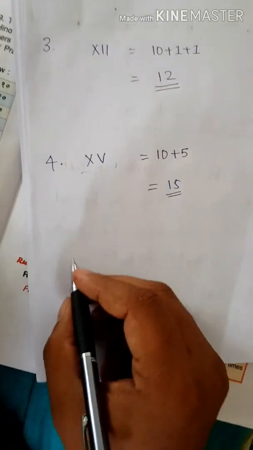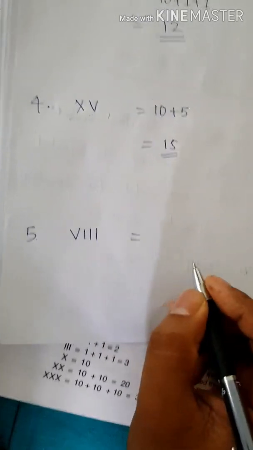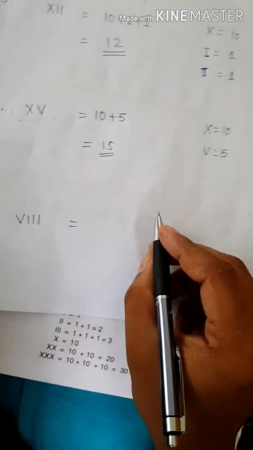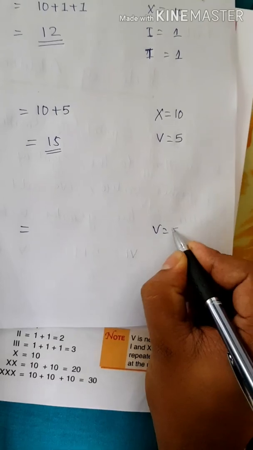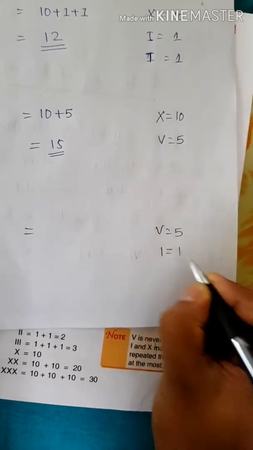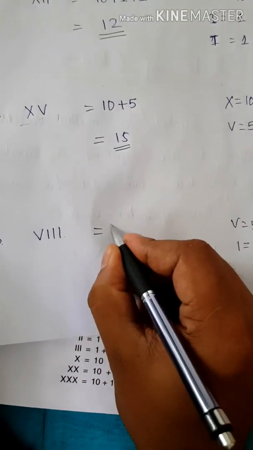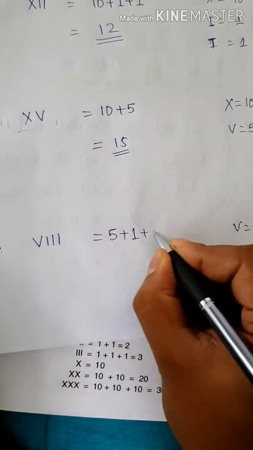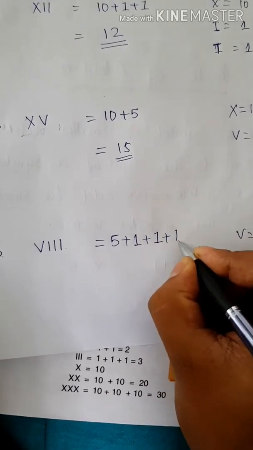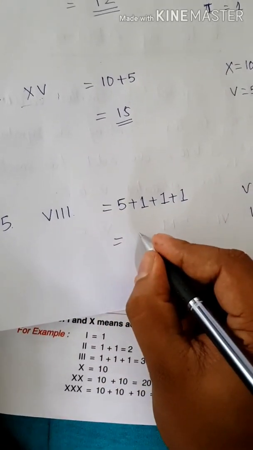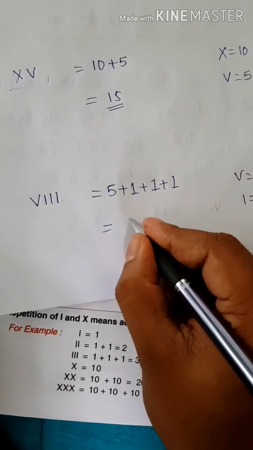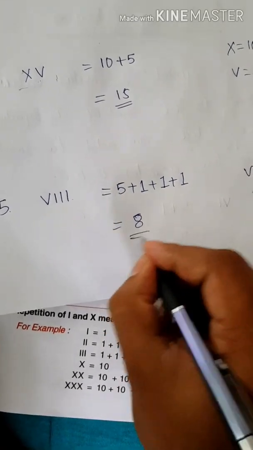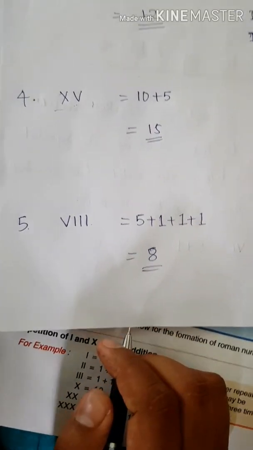Okay, students, one more example. Example 5. V I I I. You know that V stands for 5 and I stands for 1. So we can write it like this: 5 plus 1 plus 1 plus 1. This means 8. 5 plus 3 is equal to 8.